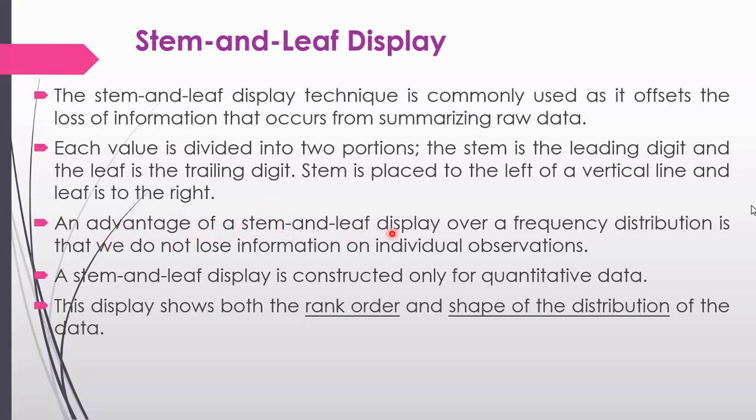An advantage of stem and leaf display over a frequency distribution is that we will not lose information on individual observations. Individual observations can be identified when we summarize the data as a stem and leaf display. This display can only be constructed for quantitative data, not for qualitative data. From this display we can get the rank order, the ordered array, and we can also identify the shape of the distribution: whether it is symmetrical or non-symmetrical, how many modes there are, whether it is bell shaped or non-bell shaped, and whether it is right skewed or left skewed. The shapes we can identify through a histogram, we can also identify through the stem and leaf display, as insights of the data.